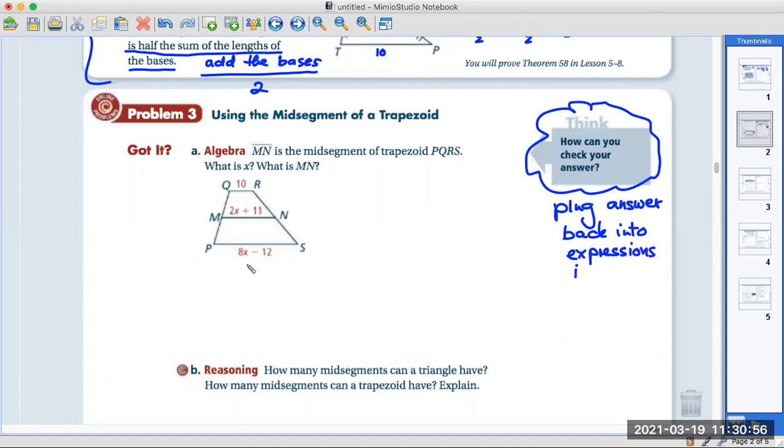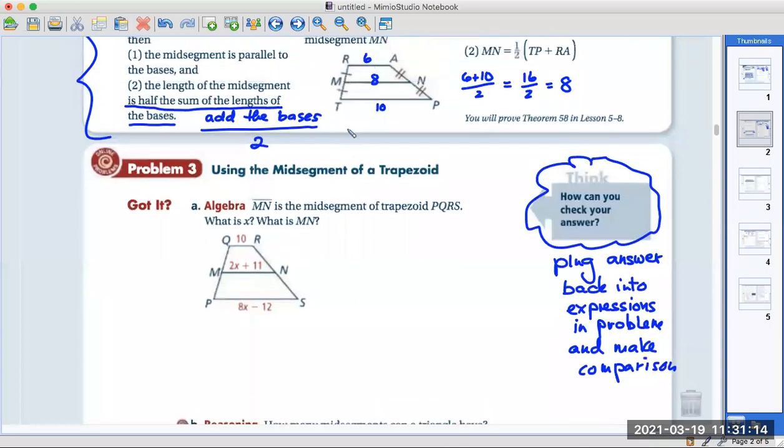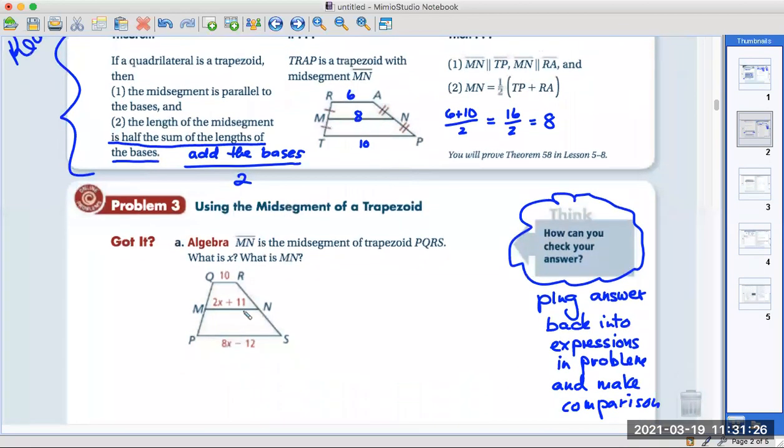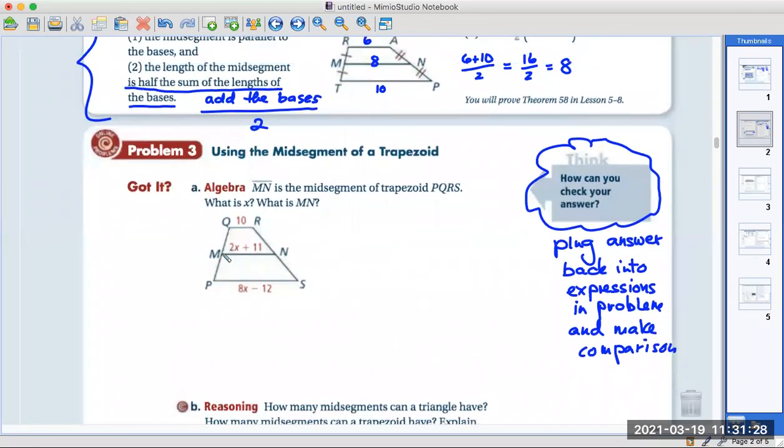These are the expressions right here. And then you compare and make sure it works out. And make a comparison, I should say. So you kind of check. Remember up here, I had numbers 6, 8, and 10. I had to remember that 6 plus 10, this is half of the sum of these two, and it is. So that's what we have to do with this as well. This is your midsegment.